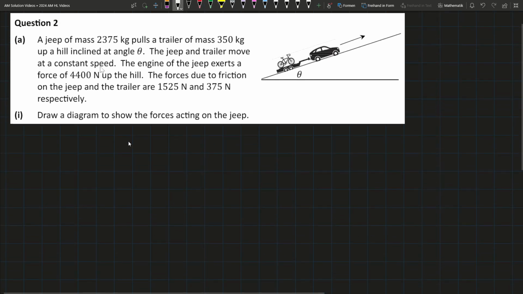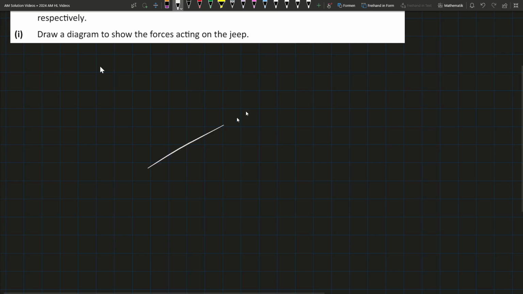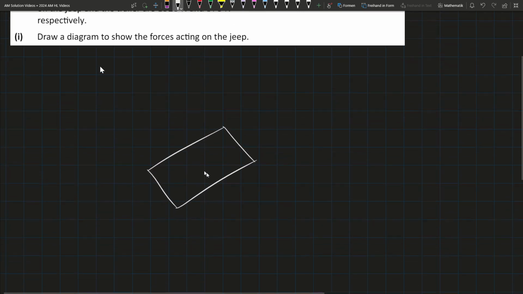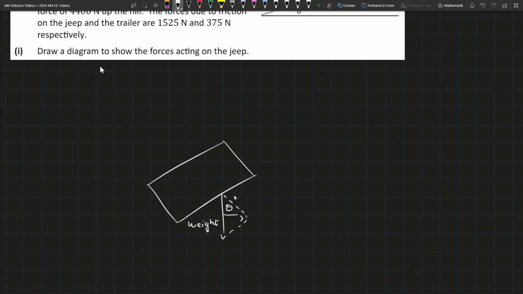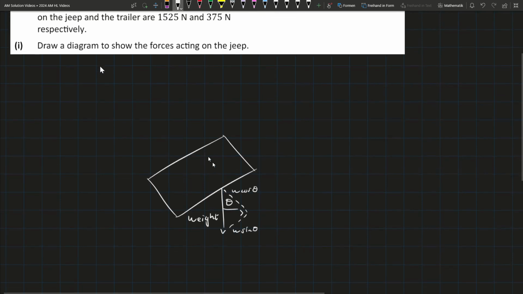So first of all, we'll start with the forces on the Jeep itself. So I'm going to draw a relatively big diagram because there's actually a lot going on here. First most obvious one is the weight. So we have the weight, which you can then resolve if you want, although last year in the marking scheme they didn't give you any extra marks for resolving the force, but I would do it anyway, because you'll need to do it in the next part anyway.